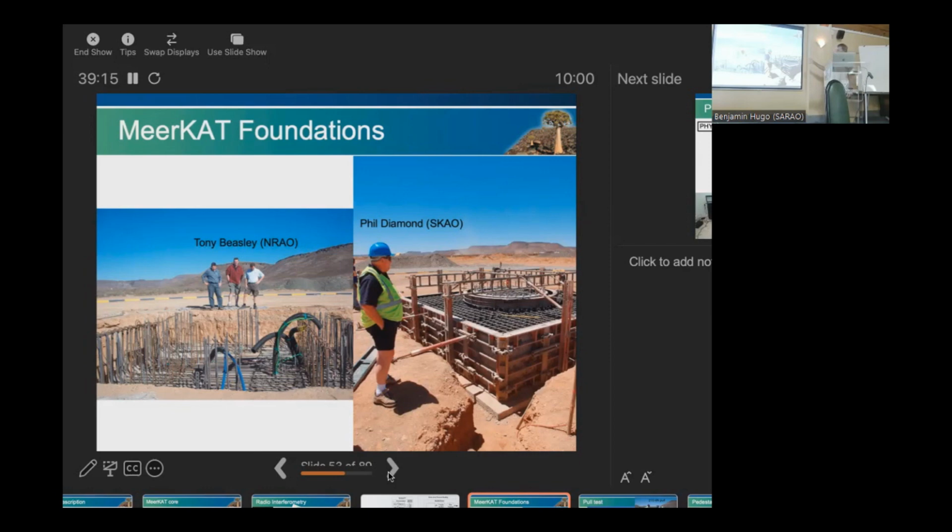And to show how important foundations are, Tony Beasley over there is the director of the National Radio Astronomy Observatory in the USA. Phil Diamond is the director general of the SKA. They're interested in foundations, and so it must be important. But you can see a lot of rebar and lots of concrete goes in.